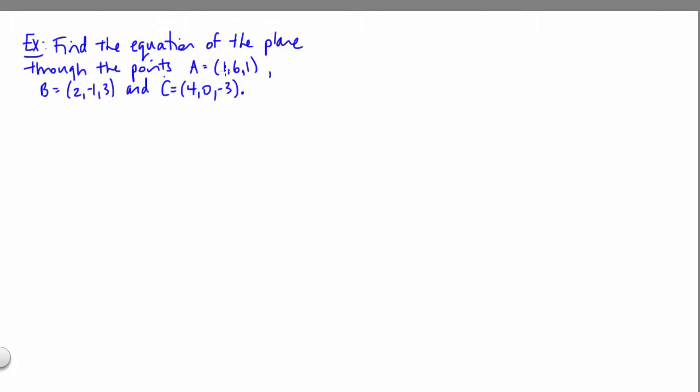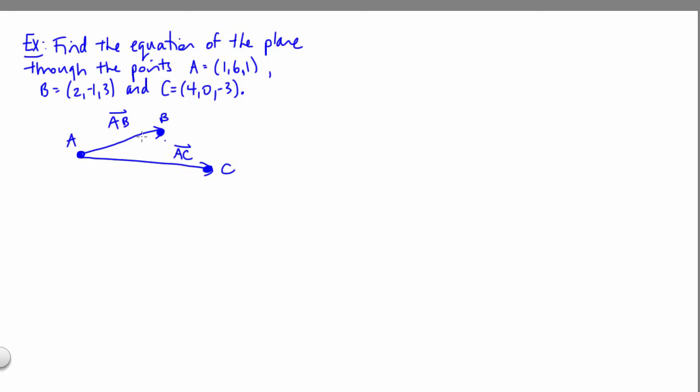Let's find the equation of the plane through the points A, B, and C. We'll start by drawing a representative sketch of our points A, B, and C. And let's draw in the vector AB and AC. So there we go, there are two vectors.